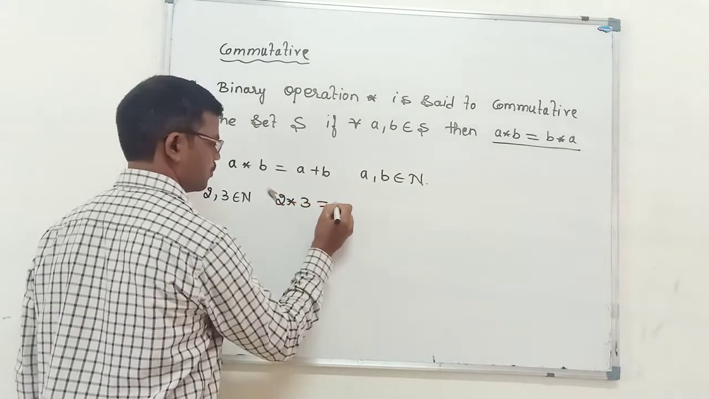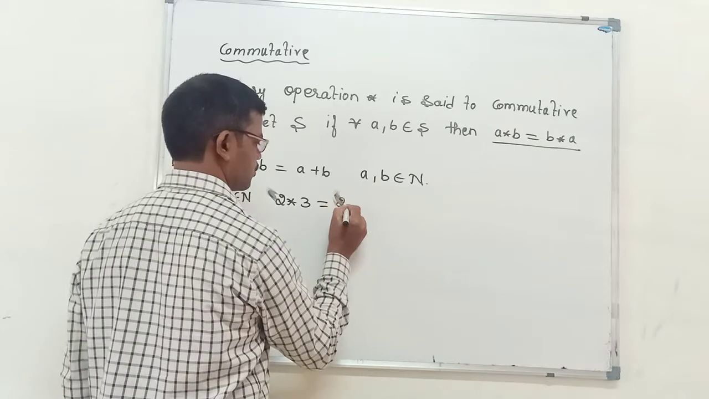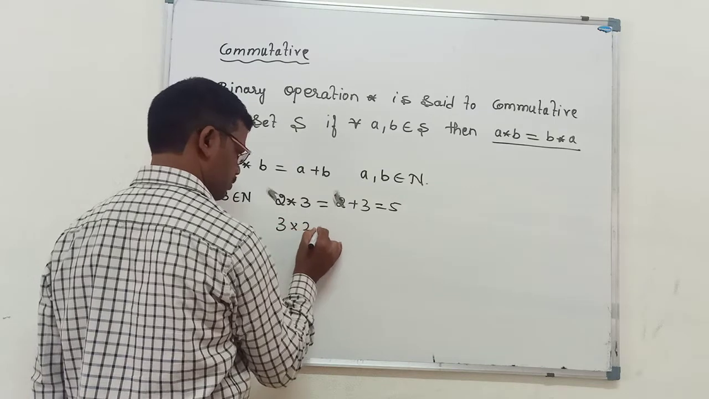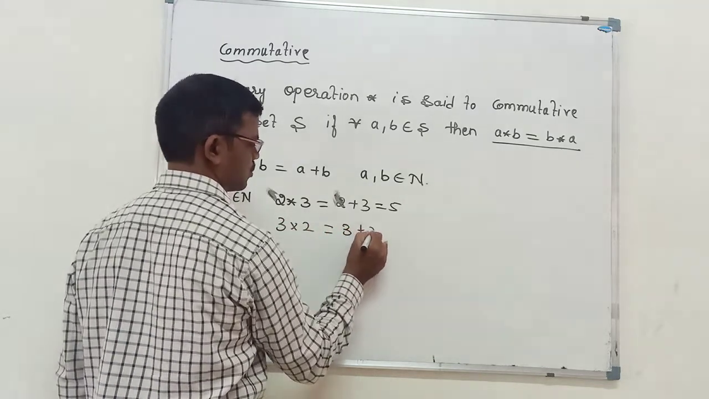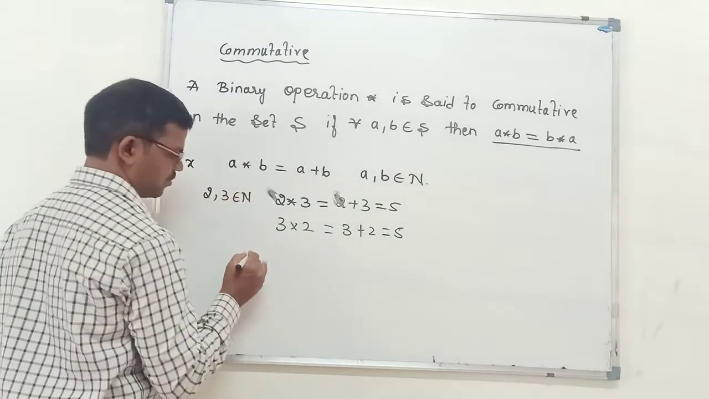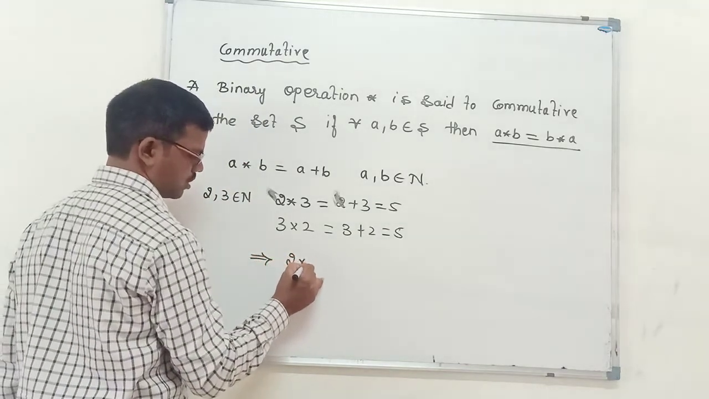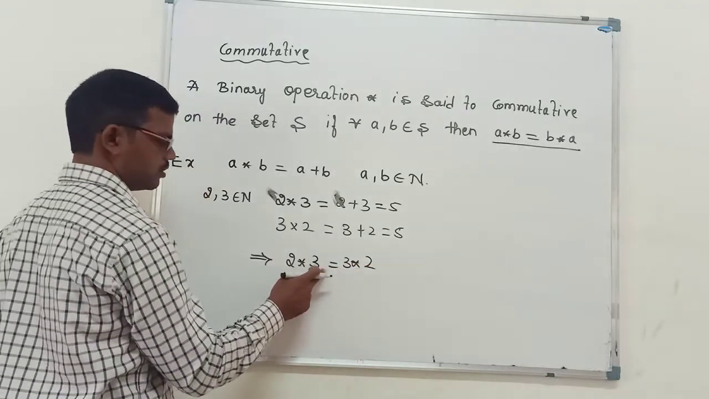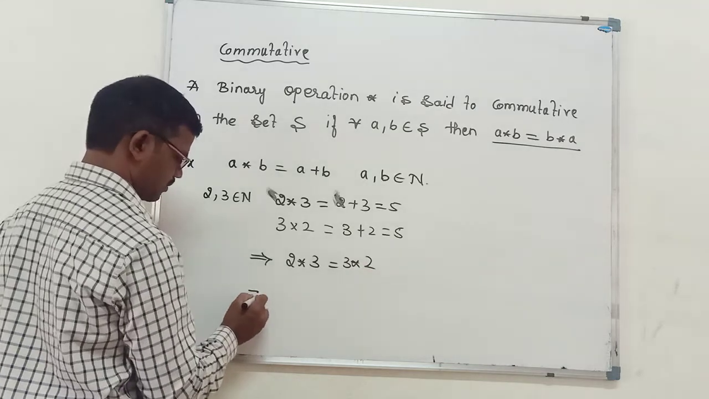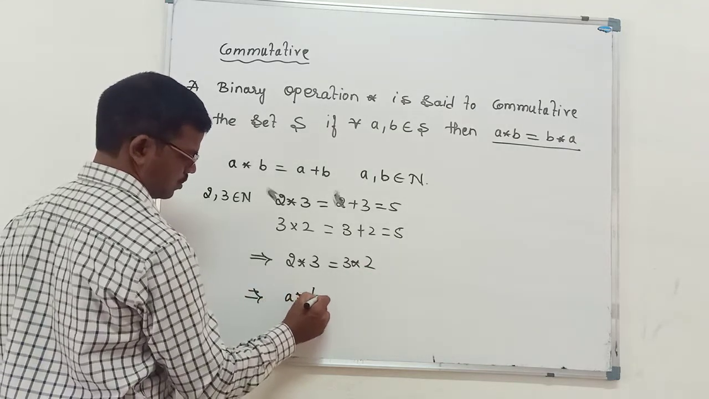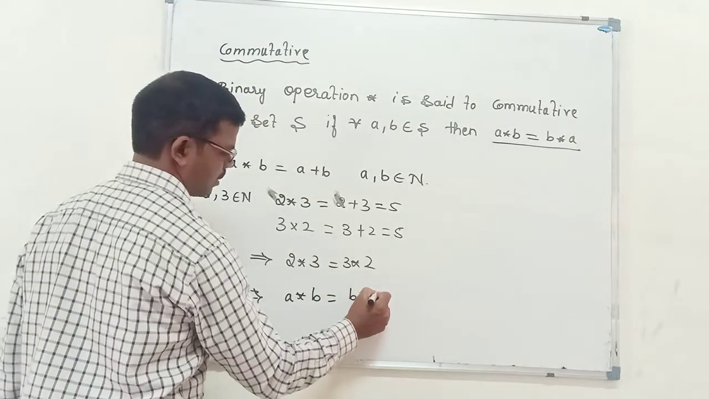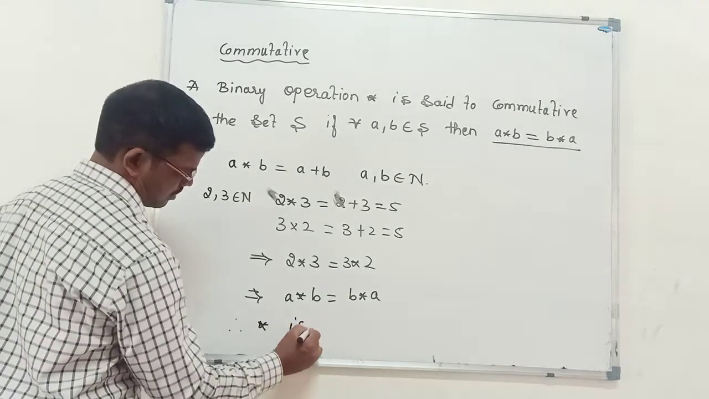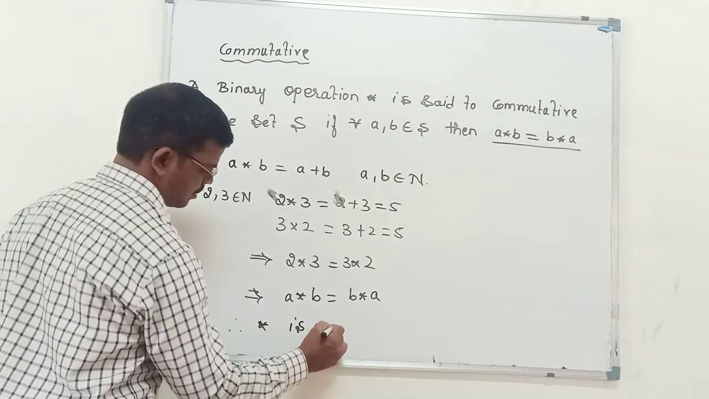2 star 3 is equal to 2 plus 3, which is equal to 5. Similarly 3 star 2 is equal to 3 plus 2, which is equal to 5, both are equal. So we can write 2 star 3 is equal to 3 star 2. So a star b is equal to b star a, which implies therefore star is commutative.